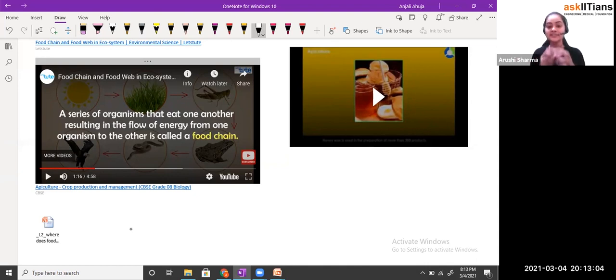So when there is a series of organisms and they are eating one another, which results in the flow of energy from one organism to another organism, such a series we call a food chain. Fine. But on different levels we call them different consumers. How? Initially the grasshopper is eating plants, so we call it a primary consumer. Then the grasshopper is eaten by the frog, so we call it a secondary consumer, depending upon the level. Okay. So that is the food chain.